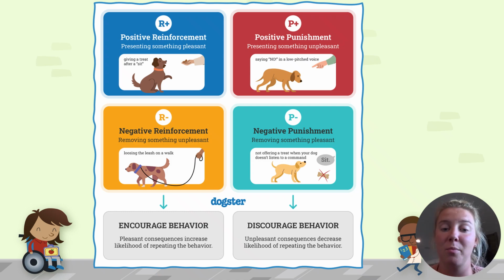On the red, we have positive punishment. This is adding something unpleasant. So this dog did something naughty and he got yelled at or told no. And down on this light blue section, we have negative punishment, which is removing something that is pleasant. So the dog was asked to sit. He didn't listen right away. So then he was asked to sit again. He had to sit and he did not get a treat. So it kind of goes down on reinforcement, down on punishment, over with positive, over with negative.